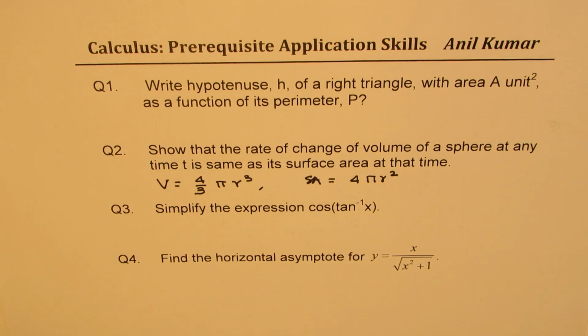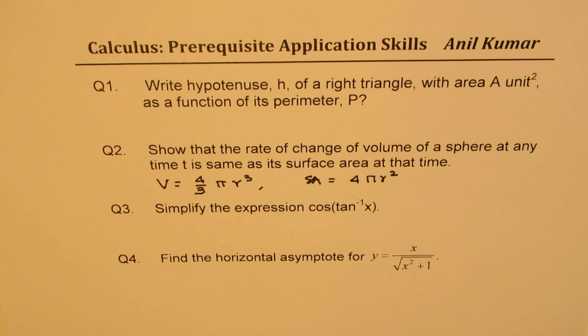Question number 3. Simplify the expression cos tan inverse of x. So that helps you to rework on the trigonometric function and especially give emphasis on the inverse of trigonometric ratios. For AP Calculus and IB Math students, that is a must.